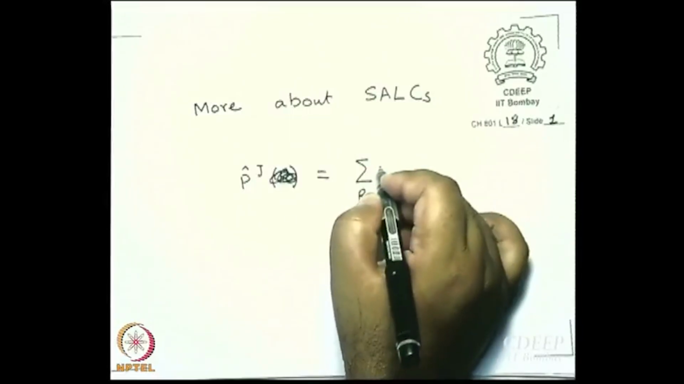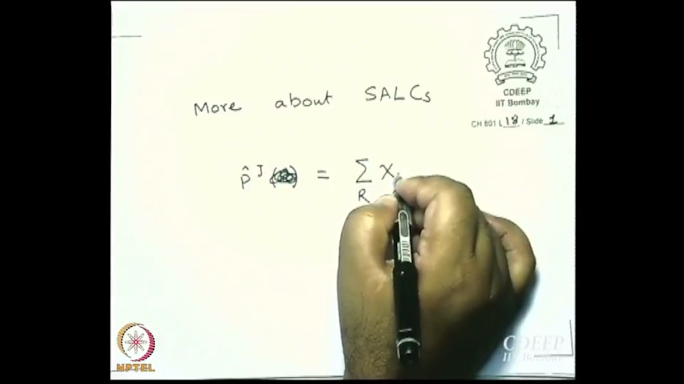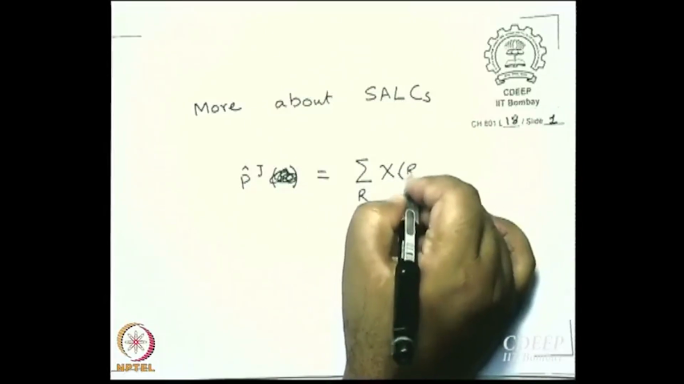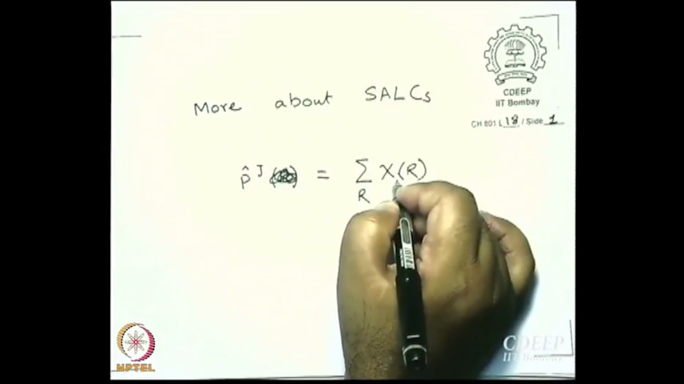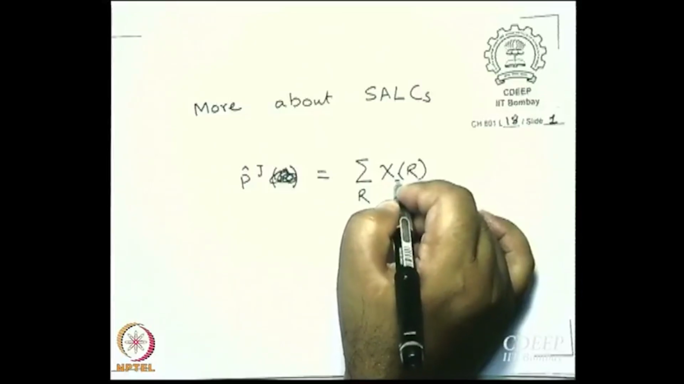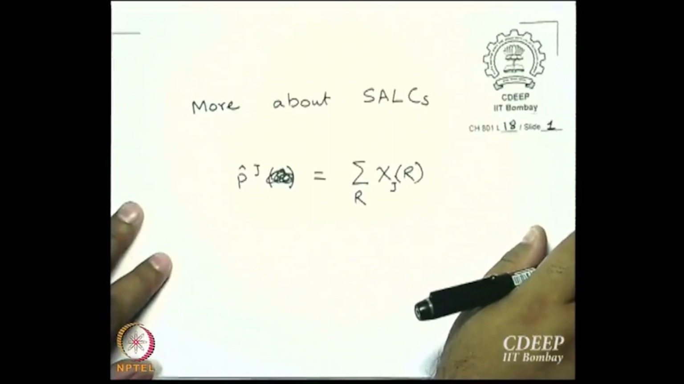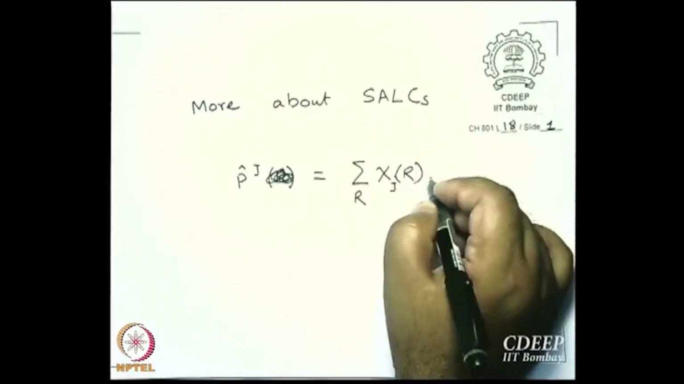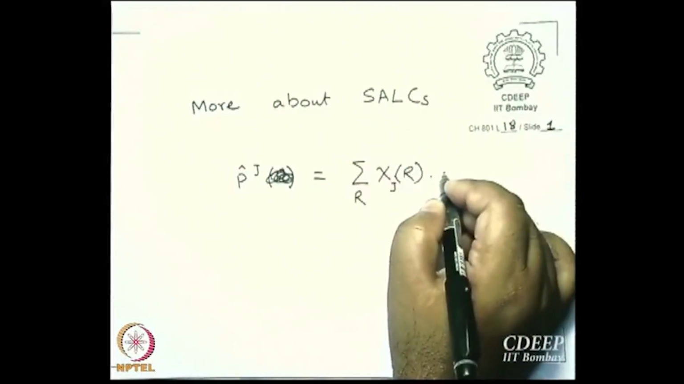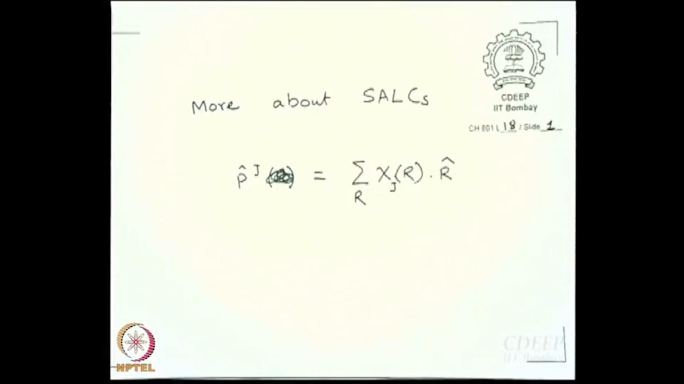Sum over R, then chi R. Should I write a j here or not? Yes. Did I write it as a subscript or a superscript? Okay. Chi j of R multiplied by R. Doesn't matter, you know what I am talking about, right? What is R? A symmetry operation.